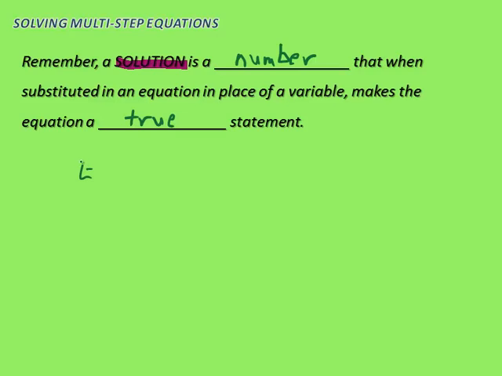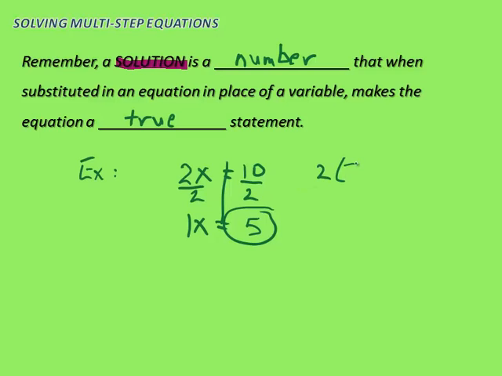Now an example of this would be if I had an equation like 2x equals 10. A solution to this, if I solved it by dividing both sides by 2, I'd get 1x equals 5. So 5 is the solution, because when I put 5 in place of the variable, it gives me a true statement. It makes 10 equals 10, and that's a true statement. Okay, so that's what the definition of solution is. It's a number that when substituted into an equation in place of the variable makes that equation a true statement.